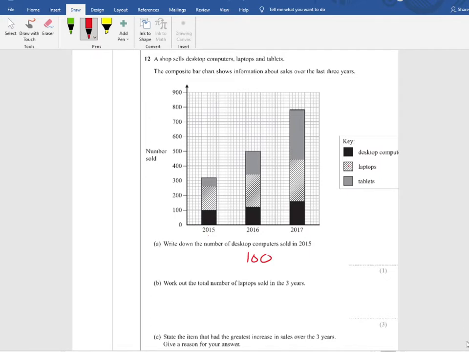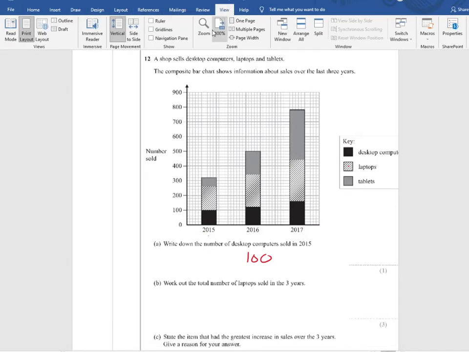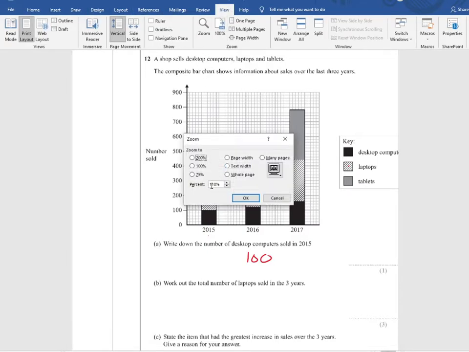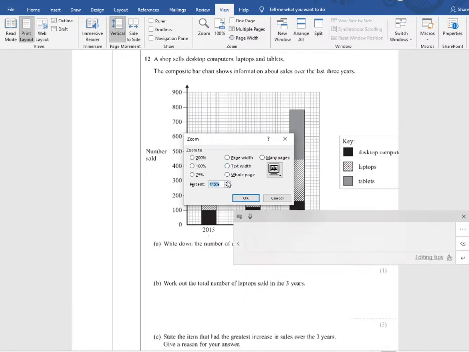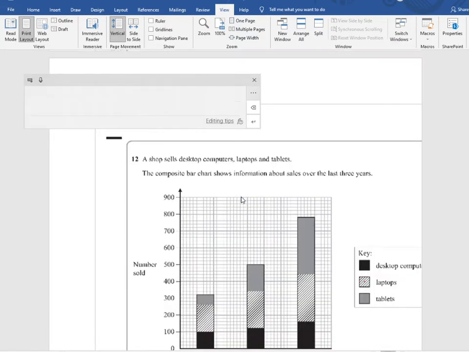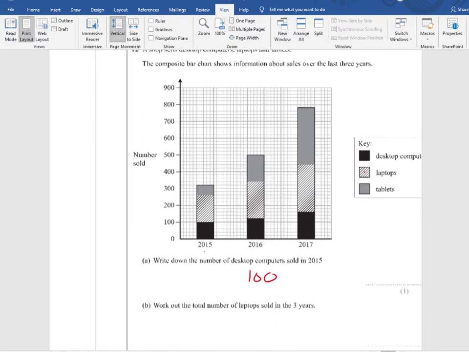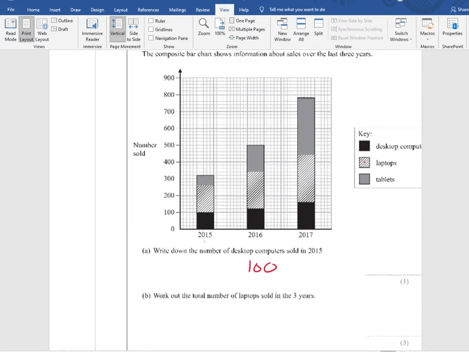Right, God, this is going to be hard to say. Let's see whether I can make that a little bit bigger. Okay, that might be a bit easier. Can't see the lines on this very well. Right, number of laptops. The laptops are stripy ones.